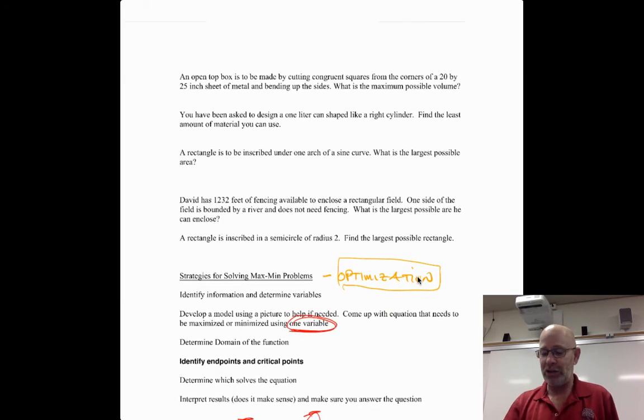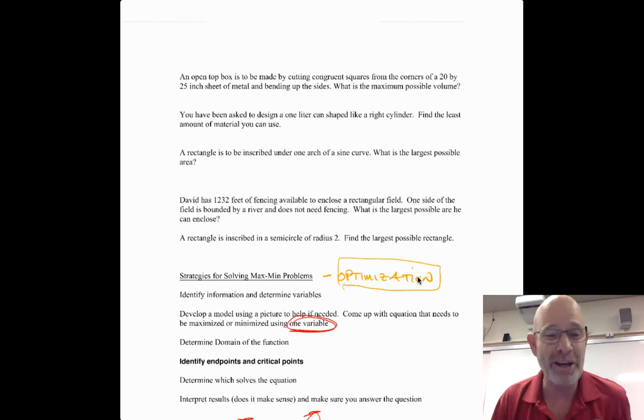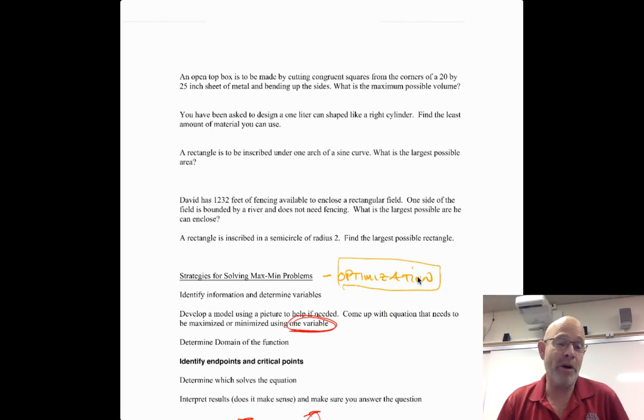So this first question, I'll just let you see it. There's 4 different questions here, actually. 5. I'm not going to do all of them, I don't think. You can look in the book for more. Plus, we're going to go over lots of problems. So the first problem says an open top box is to be made by cutting congruent squares from the corners of a 20 by 25 inch sheet of metal and bending up the sides. What is the maximum possible volume of this box?